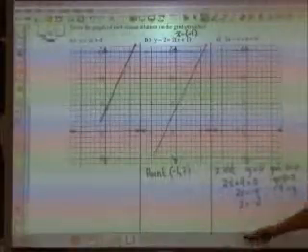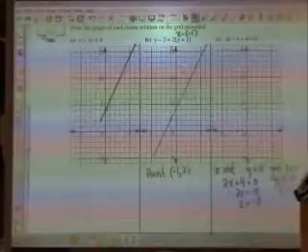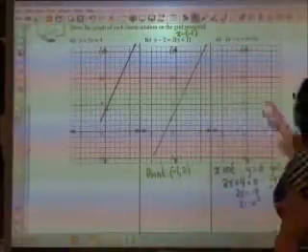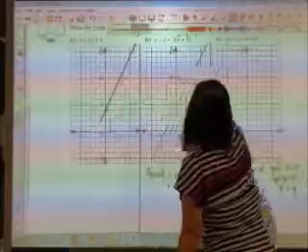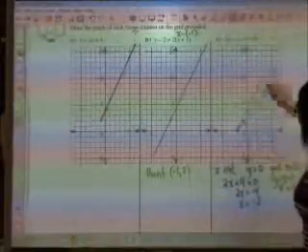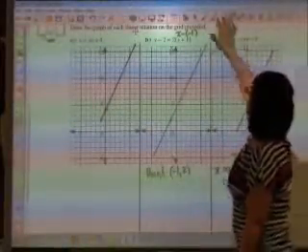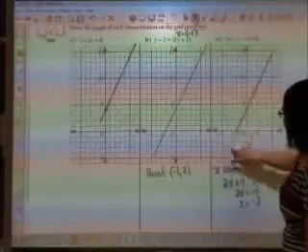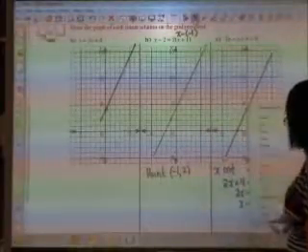Right there. All I need is 2 points to join together to make a straight line. I use my ruler, and I join those 2 points. And now I have my line.